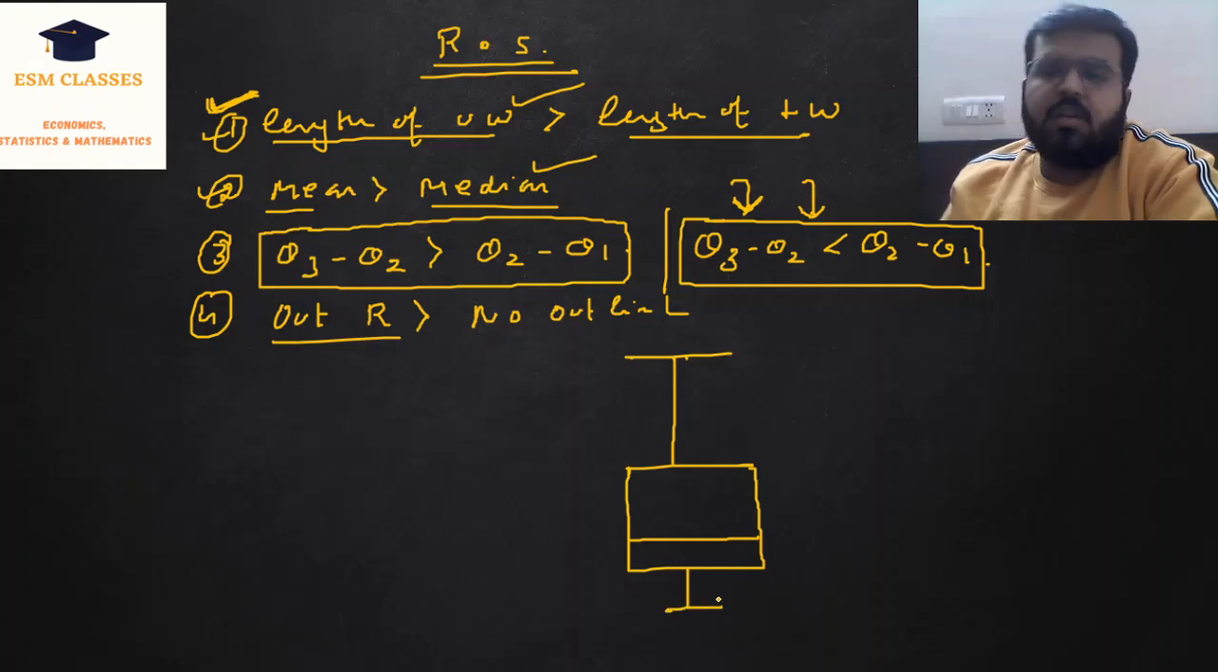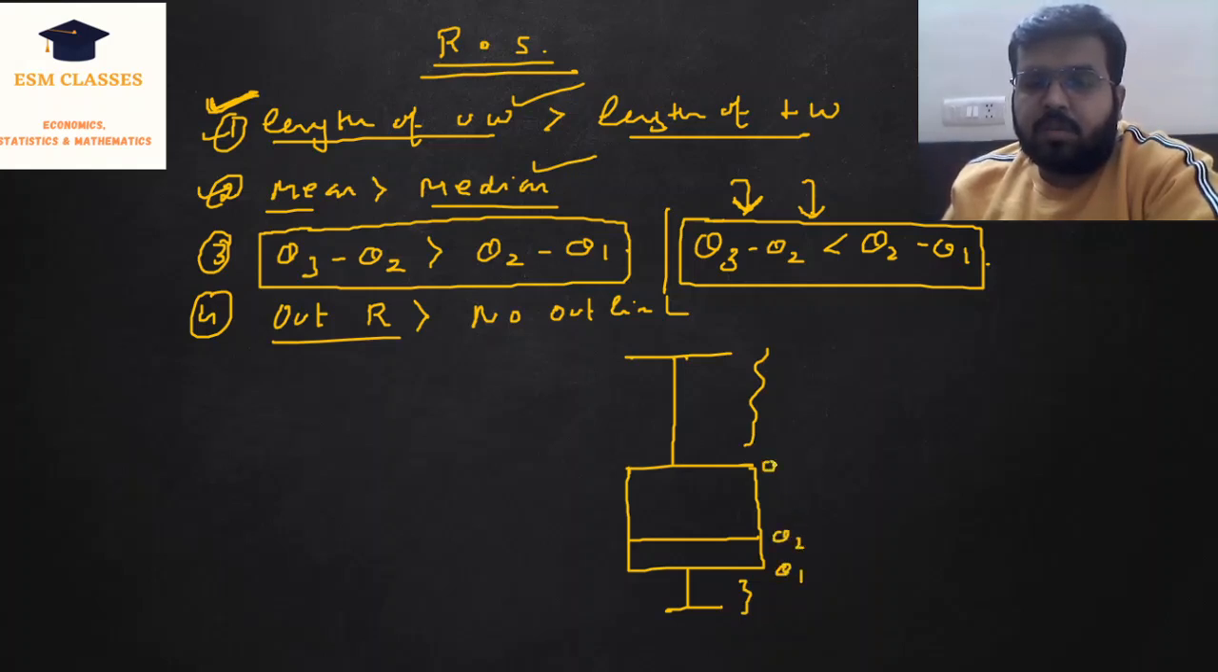So this is the diagram of a right skewed distribution. The length of the upper whisker is more as compared to the length of the lower whisker. This is my Q1, this is my Q2, and this is my Q3. We know that Q3 minus Q2 is more than Q2 minus Q1. Then, in this case, let's say we have an outlier here. Again, there is an outlier towards the upper side and no outlier towards the lower side.